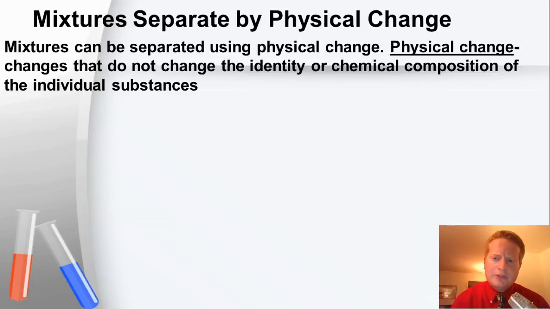So what is the exact definition of physical change? Well, a physical change is a change that does not change the identity or chemical composition of the individual substances. So that's a fancy way of saying we're not changing the chemical makeup of the substance. Whatever we started with as that substance is going to be the same exact substance we finish with.